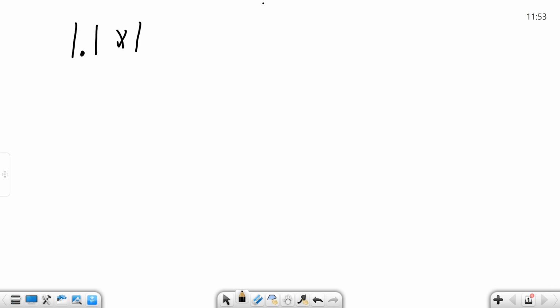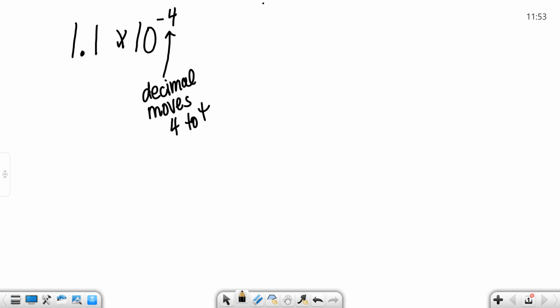If I have 1.1 times 10 to the negative 4. All right, this time the decimal moves 4 to the left because it was a negative value. So I've got my number 1.1. My decimal's currently here. I'm going to the left 1, 2, 3, 4, and that's where my new decimal is located. So these blanks get zeros.